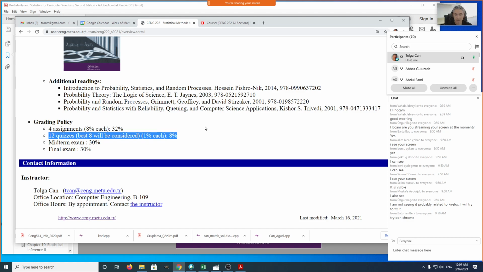And the midterm and final exams are going to be 30% each, and they should add up to 40% and 60%. They add up to 100% like this. The course is not a difficult course as long as you keep up with the course material.